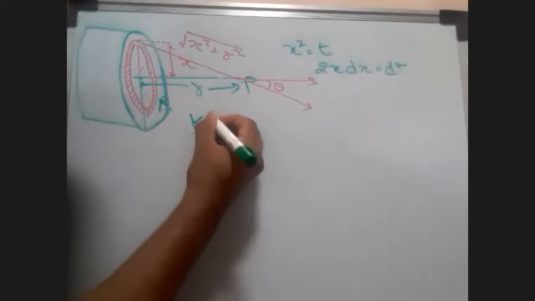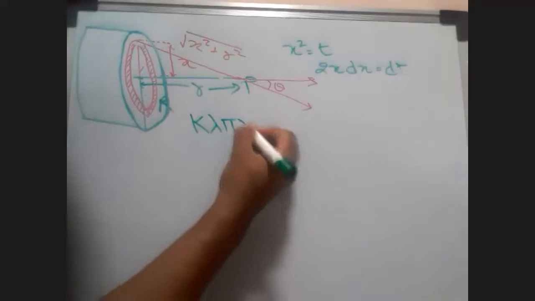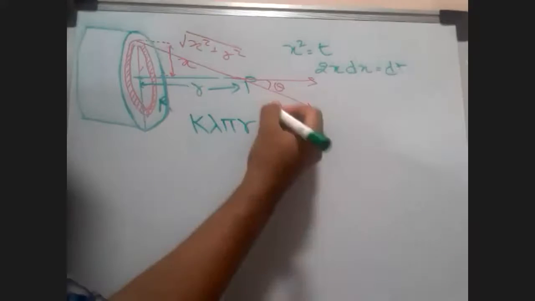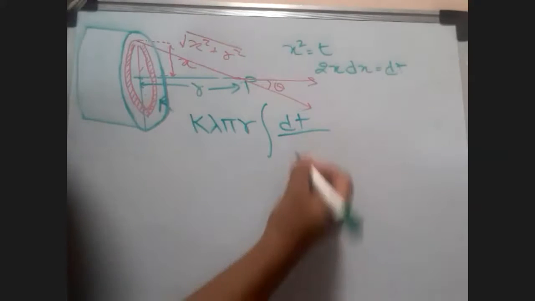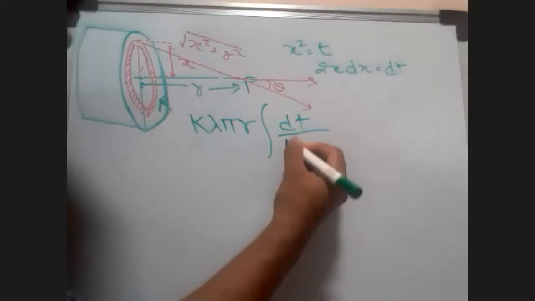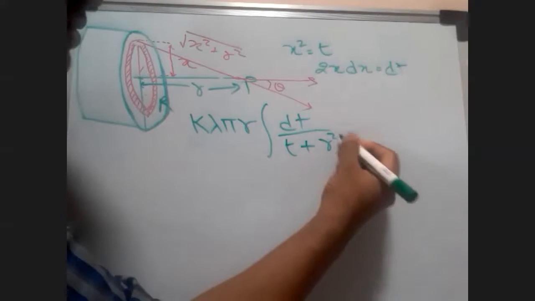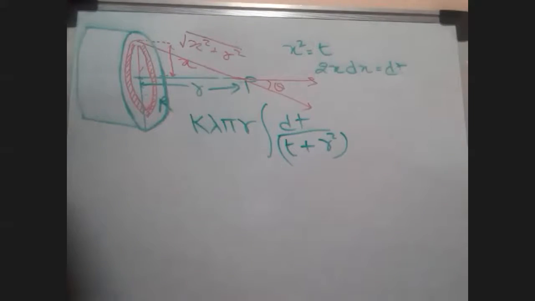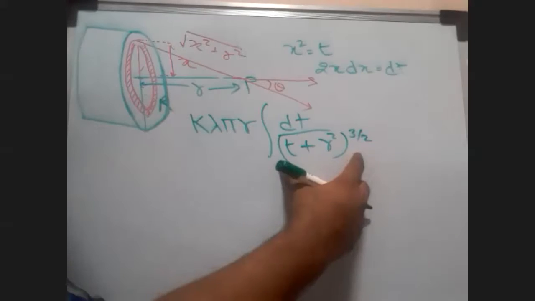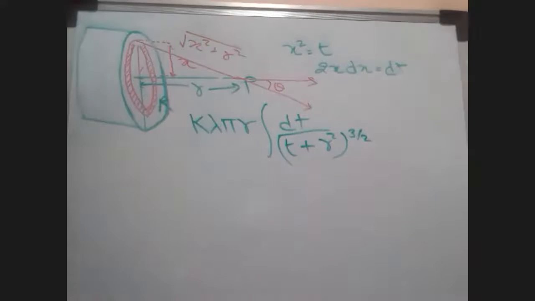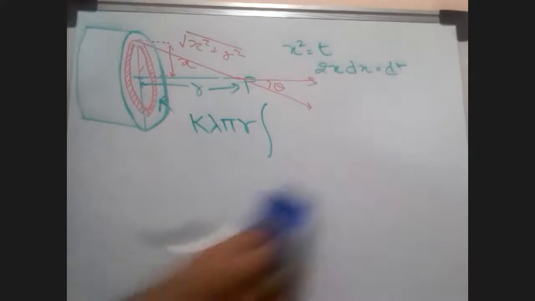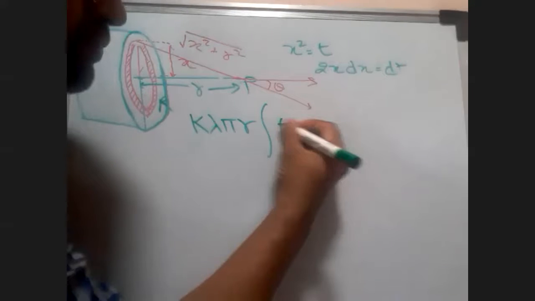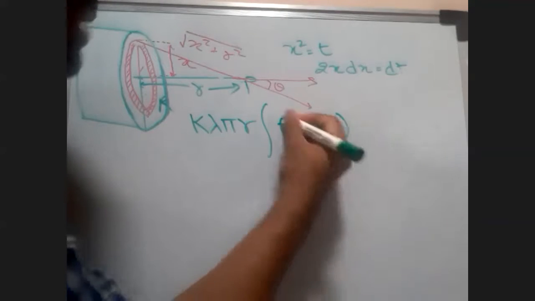Okay, now I will write that step down again. I don't want anyone to get confused, so please pay attention. It was k lambda pi r, dt upon (t plus r square) raised to 3 by 2. Am I right? What I'm going to do is take this entire term up. It will become (t plus r square) raised to minus 3 by 2.